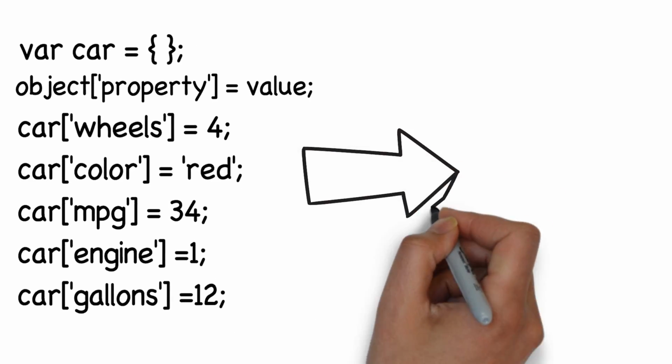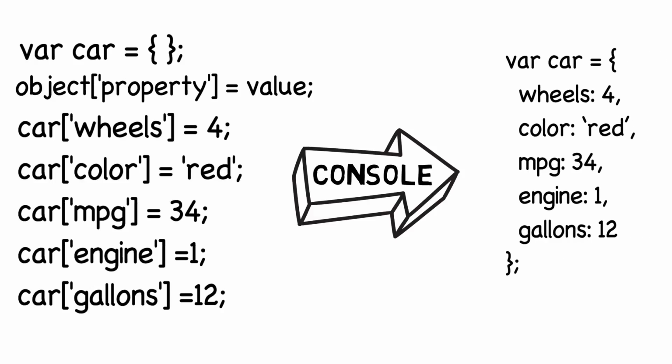As in our dot notation example, if we were to put this in our console, we would find that this returns the same car. In our next video, we're going to take a deeper look at dot and bracket notation and see how they can access and even change values in our object.